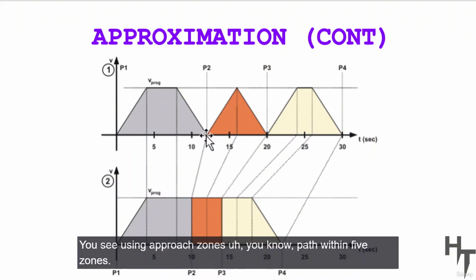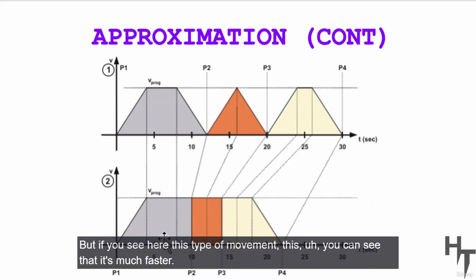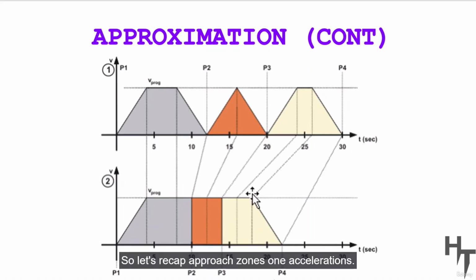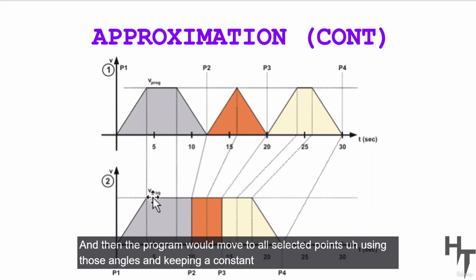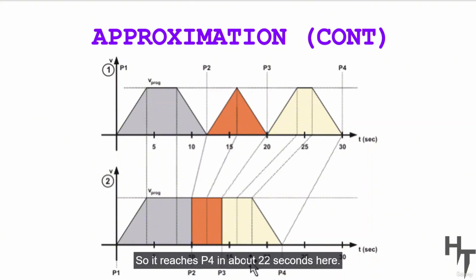You see, use fine zones for precision like that. But if you see this type of movement, you can see that it's much faster. So let's recap: approach zones, one acceleration. We do one acceleration at one point, and then the program moves through all selected points using those angles, keeping a constant speed, until it reaches P4. It reaches P4 in about 22 seconds here.